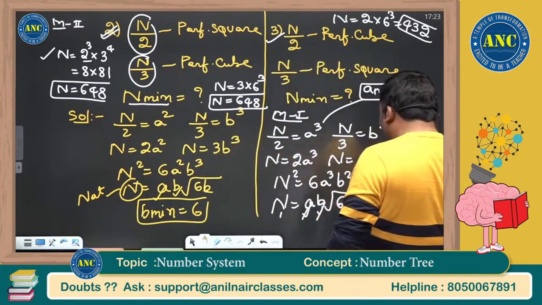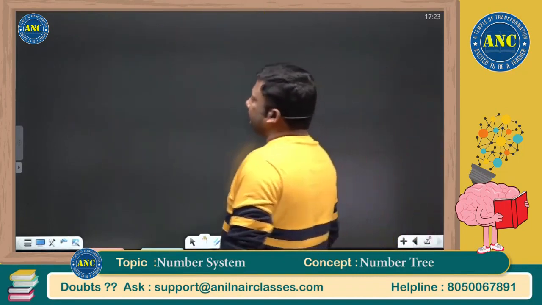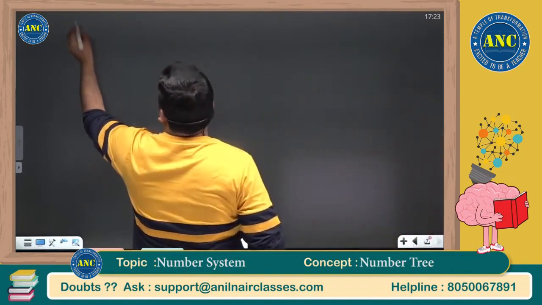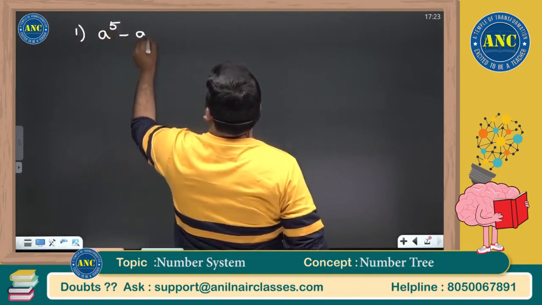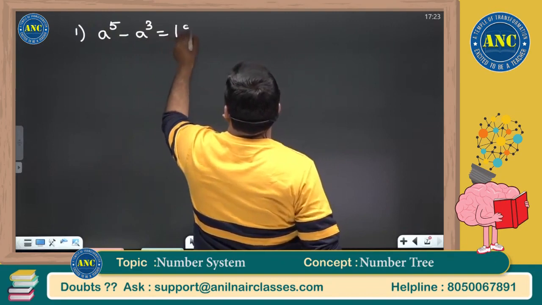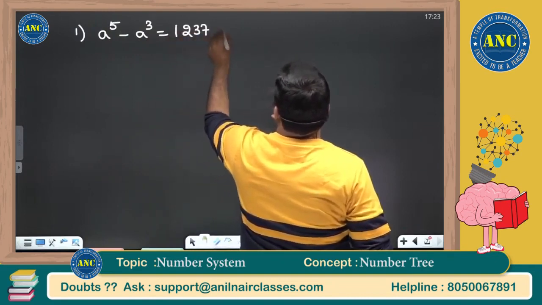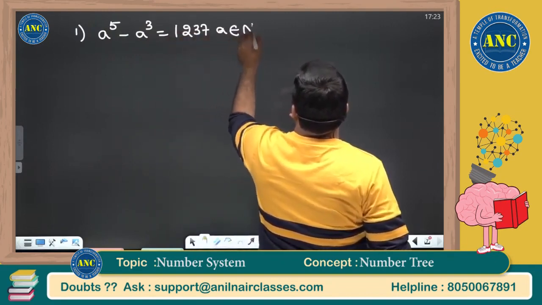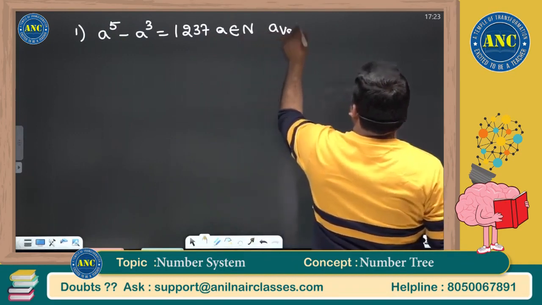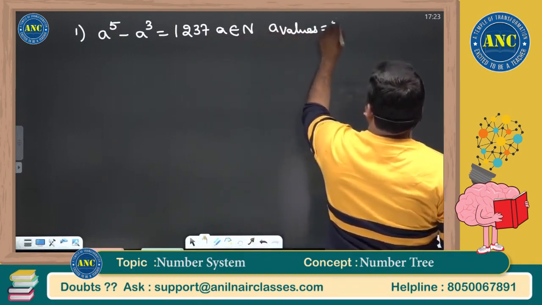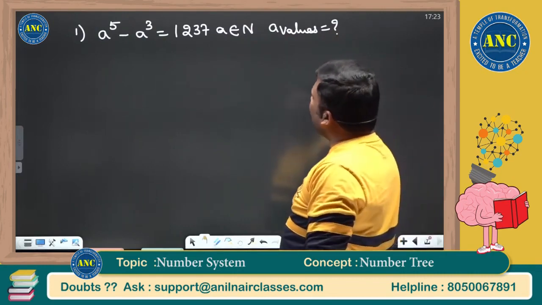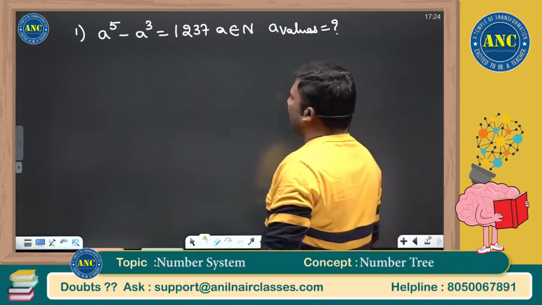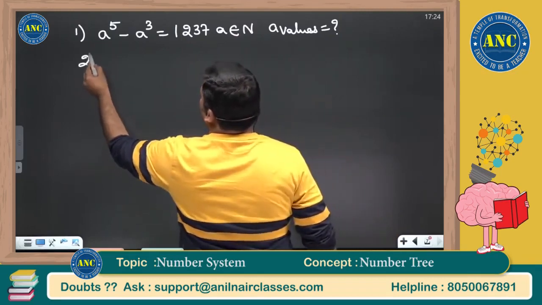Next one, please write down the next question. Third one, please write down all these questions. A power 5 minus a power 3 equivalent to 1237. A is a natural number. How many values will A take?